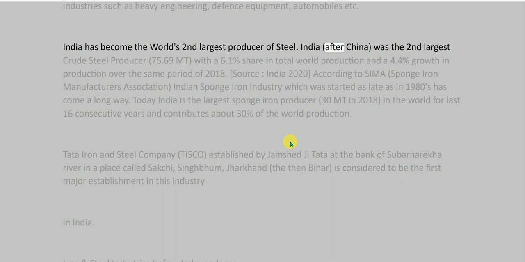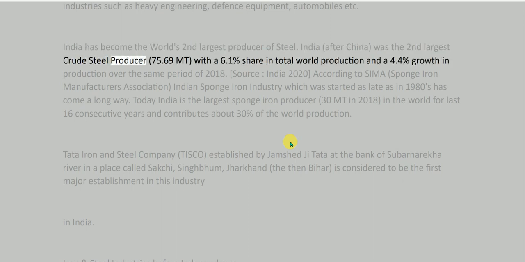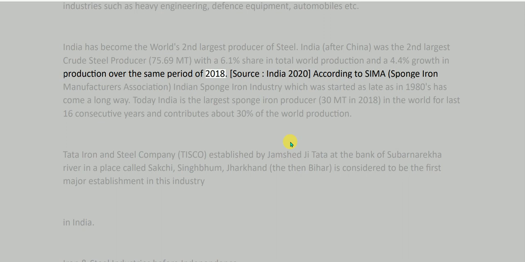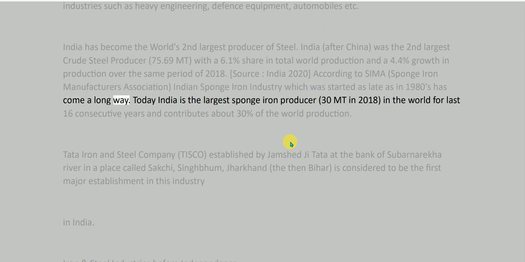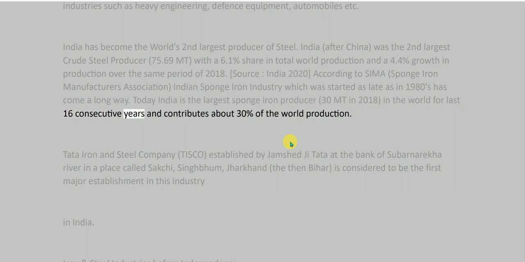India, after China, was the second largest crude steel producer, at 75.69 metric tons, with a 6.1% share in total world production and a 4.4% growth in production over the same period of 2018. Source: India 2020. According to SEMA, the Sponge Iron Manufacturers Association, the Indian sponge iron industry, which started as late as the 1980s, has come a long way. Today India is the largest sponge iron producer, at 30 metric tons in 2018, in the world for the last 16 consecutive years and contributes about 30% of the world production.